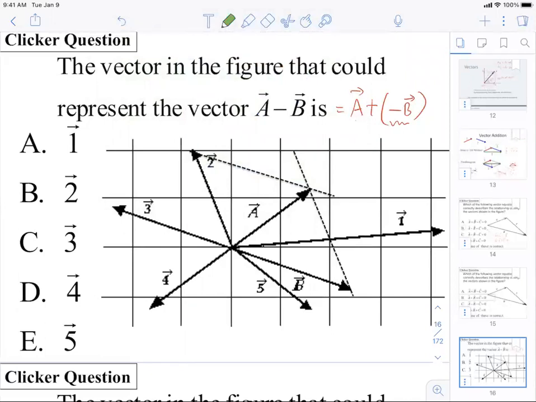Here, do we have any vector that represents minus B? Yeah, 3, and it seems to have the same distance in the opposite direction of B. Yes, so we already have a vector here we can work with. So now we just need to add A and 3 together.